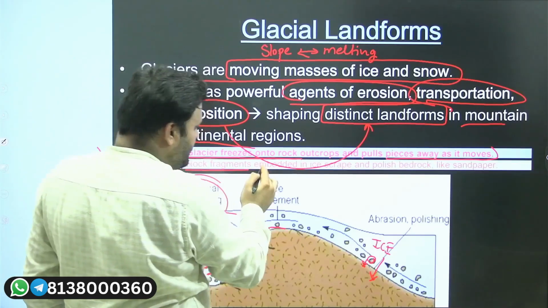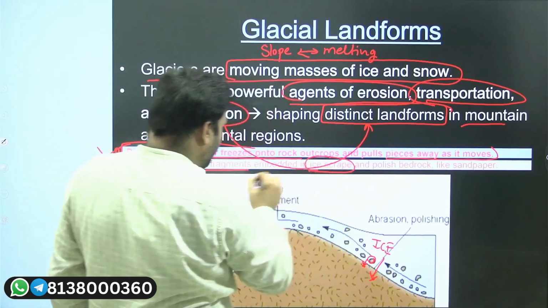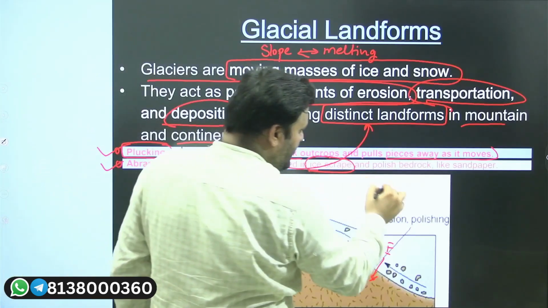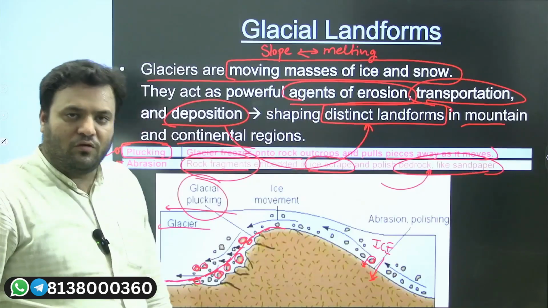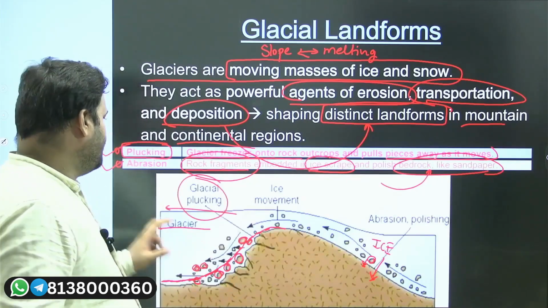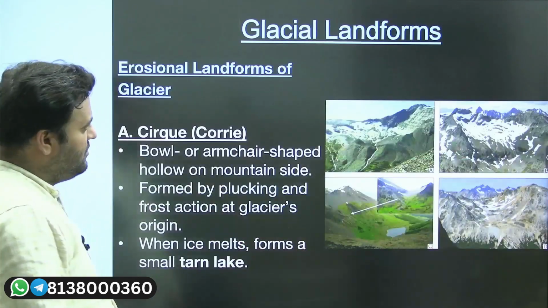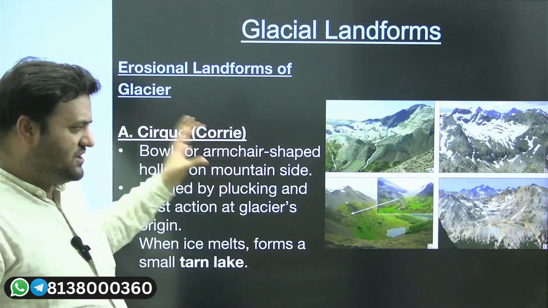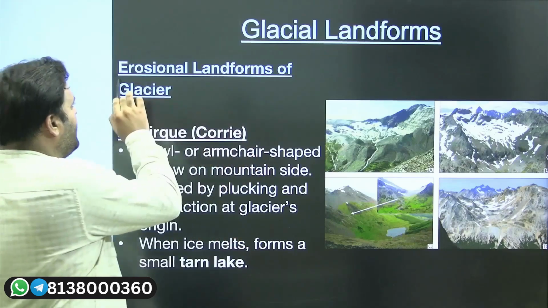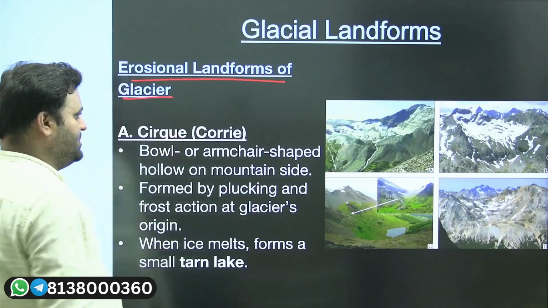So rock fragments with ice also led to the polishing of bedrock, or let's say removal of rocks from the mountain. That will be termed as what? Abrasion. All right, with those two particular aspects, that will be more than enough. Let's discuss the other aspect with respect to the erosional landforms of glaciers.